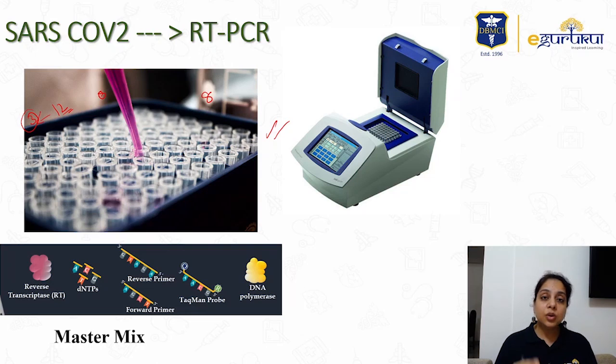So in every well you add the master mix, and then you label which sample it is. Let's say you have 10 samples in the lab, so you can run all those samples together in this 96 well plate.